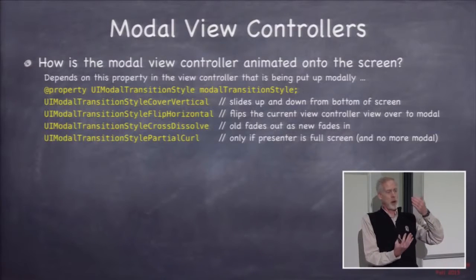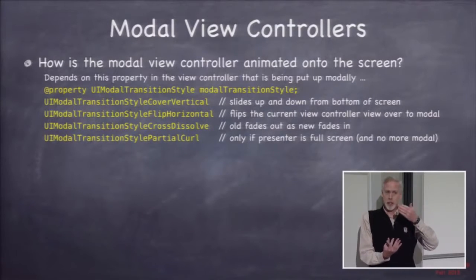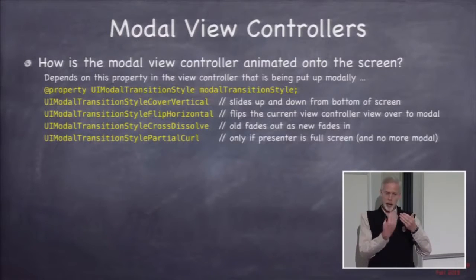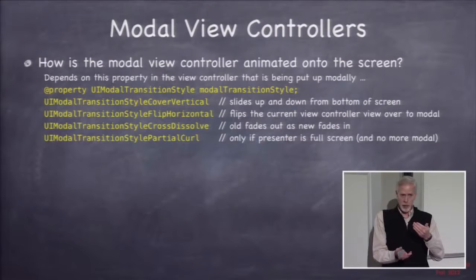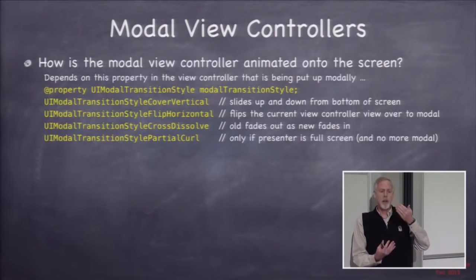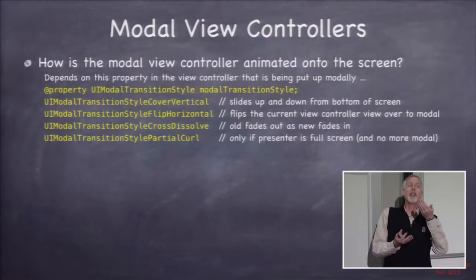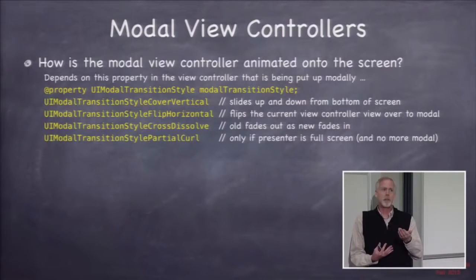That one's kind of a weird one. So you want to check the documentation if you want to use that curl. It puts some limitations on you. Once you curl it, you can't go modal again, for example. You can't present another one. Also, the one that curls up doesn't get viewDidDisappear because it doesn't disappear. It kind of just curls up. You can't really see it behind the curl, but it's still on screen. So that's a little weird programming-wise.